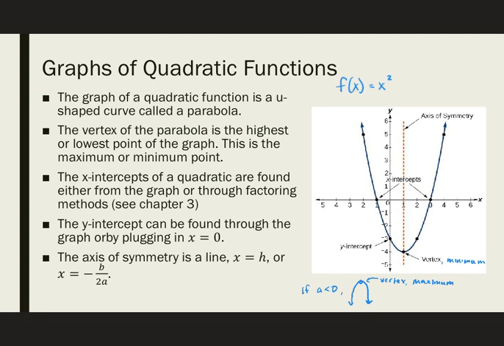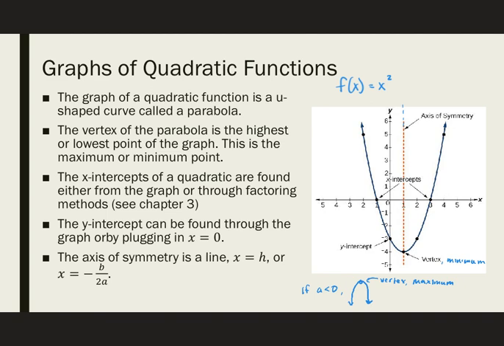Now these have an axis of symmetry, and that is the same thing that symmetry has always been. If I was able to pick up this graph and fold it on that line, I would perfectly fold that parabola in half. And so it's called the axis of symmetry.